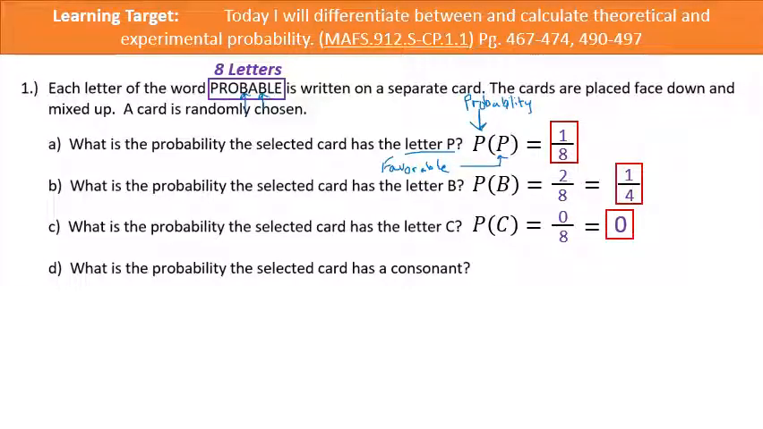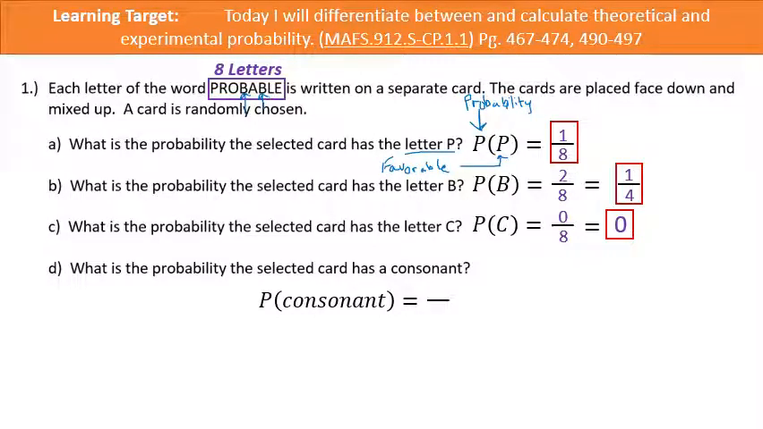Okay, look at D. Now we're trying to find the probability that the selected card has a consonant. I know some of you are out there saying, I don't know what a consonant is. There are consonants and there are vowels. Your vowels are A, E, I, O, and U. If it ain't one of those, it's a consonant. So the consonants are the ones that are not vowels.